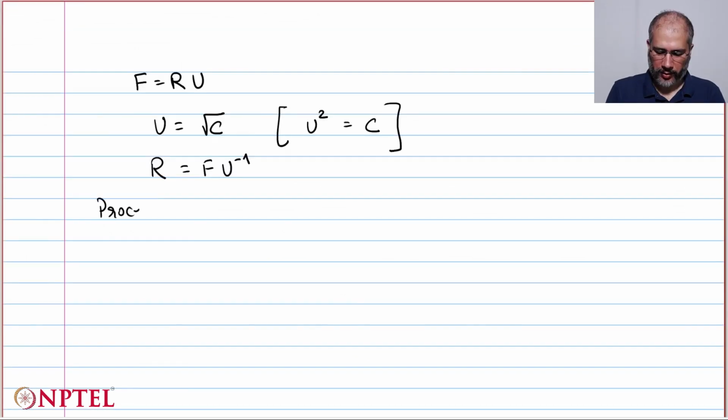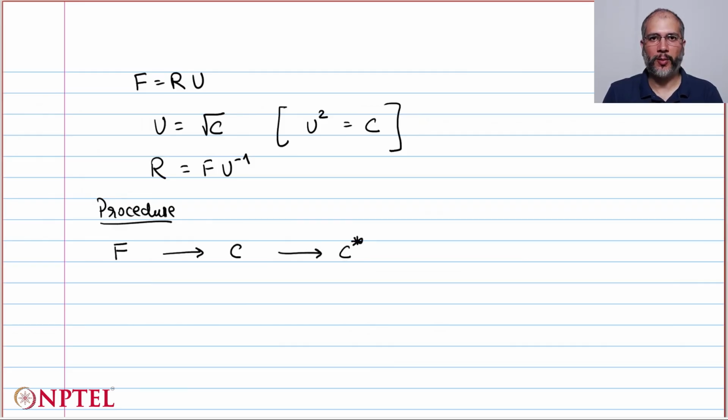So let's write the procedure for solving a problem. So we have a deformation or a motion map given to us. From that we can find F. From F we find C, that is F transpose F. And then we find the eigenvalues and eigenvectors of C. That gives us a C star. And through the eigenvectors of C, I get the transformation matrix A, which takes us from C to C star.